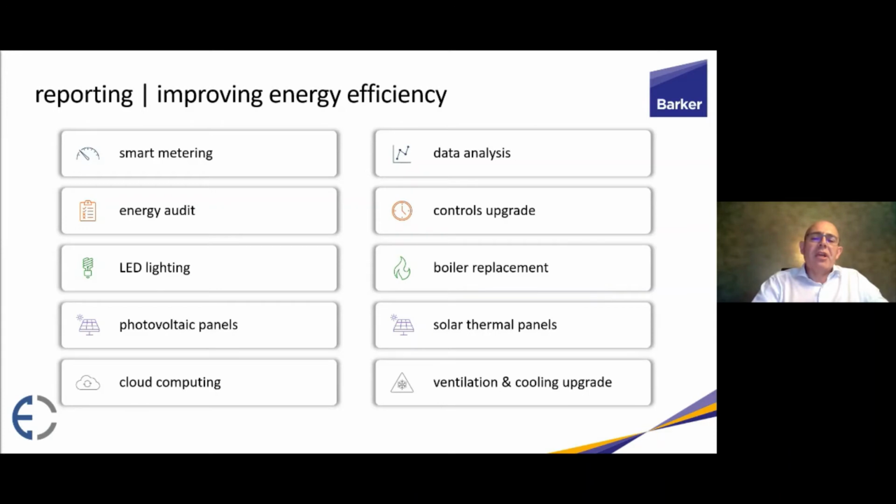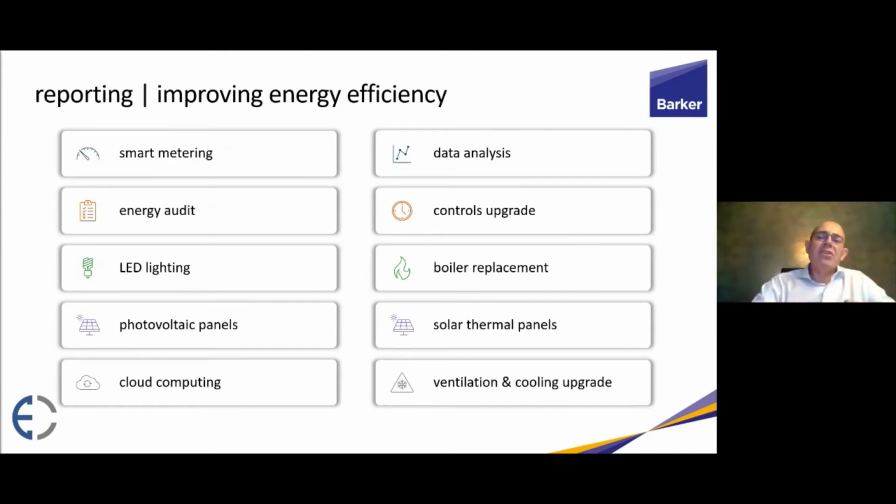And these are the sort of things that you may want to think about. Do you want to put in smart metering and do data analysis to try and understand your data better? Do you want to undertake energy audits and look at controls? Do you want to put LED lighting in and replace boilers? Do you want big capital programs? Do you want to do not energy efficiency programs, but buying your energy and reducing your carbon footprint by buying at a fixed price, by looking at photovoltaics and solar thermal, and looking at cloud computing and looking at cooling and ventilation upgrades?